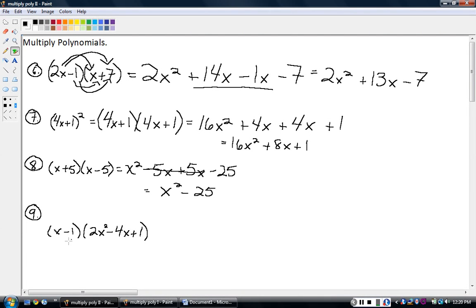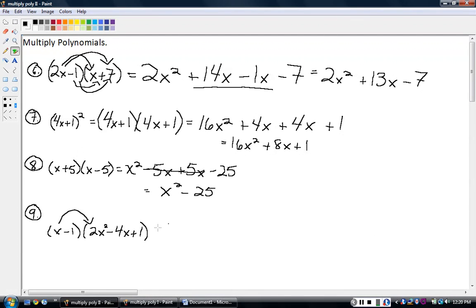So now my last example is probably maybe the hardest one. I have a binomial times a trinomial, that's 2 terms times 3 terms. And if I'm going to do this, I have to do something similar to FOIL. There's no acronym for it because I guess it would just be too long. Basically what I have to do is take this x and multiply it by these 3 terms, and then take the negative 1 and multiply it by these 3 terms. Okay, that of course will give me 6 terms, and then I look to combine like terms. Okay, so let's do that.